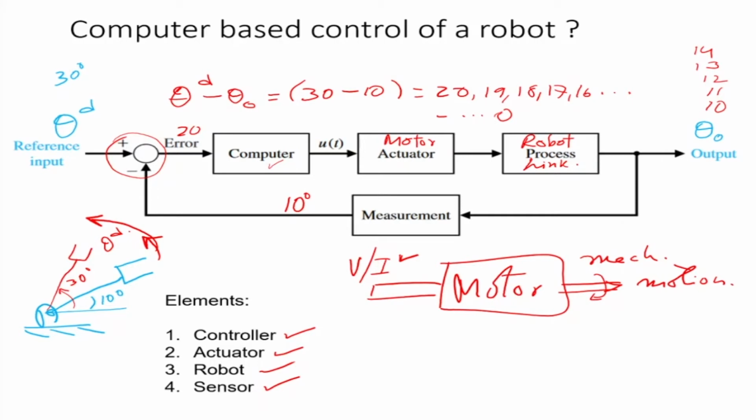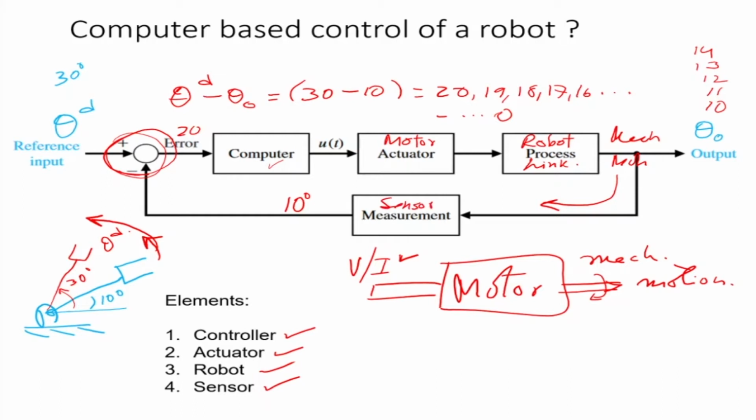The output here is mechanical motion, and this mechanical motion is coming this way. Now the computer here cannot understand mechanical motion, it can understand only electrical signals. So this mechanical motion has to be converted. So this is a sensor.